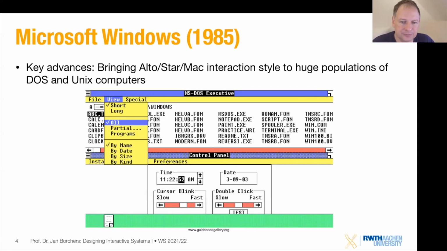And you can see the Star came out in 81, and Windows came out in 85. In between, we'd seen the Lisa and the Mac being released already. But the Lisa and the Mac were more inspired by the Alto, the earlier design, and Windows was a bit more inspired by the Star, which shows in some design details.